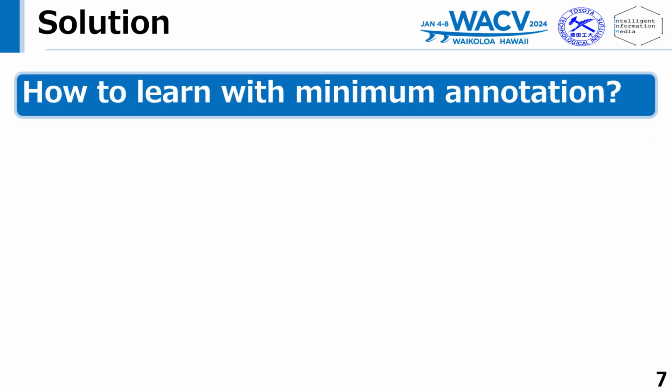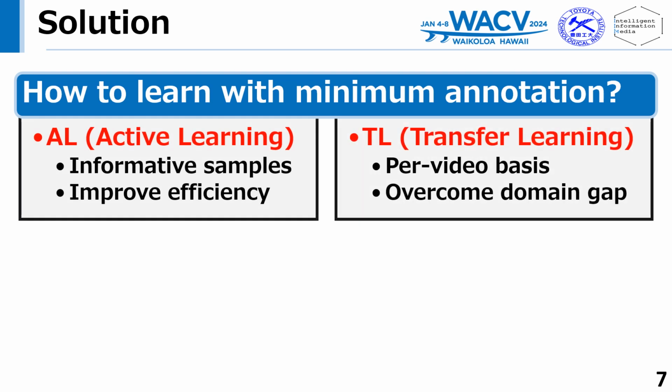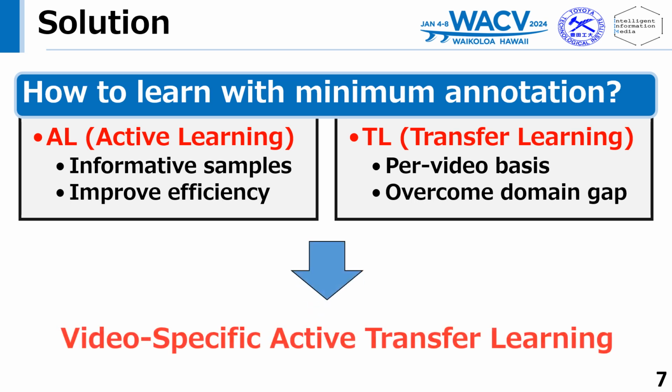For this research question, we employ active learning and transfer learning. By selecting informative samples, we efficiently improve the performance on the test video. Also, by fine-tuning the pre-trained estimator on a per-video basis, we overcome the domain gap. In this study, we introduced video-specific active transfer learning.